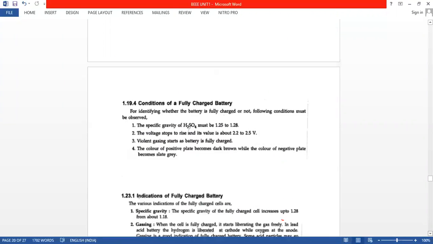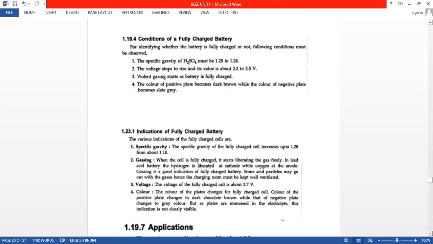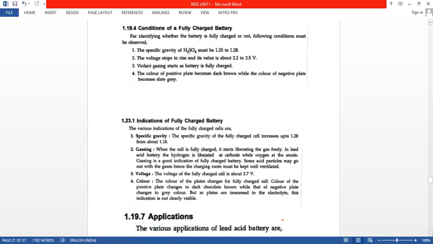Now, this is one of the most important questions here: the indication of a fully charged battery. After the lead acid battery, you can write the same thing: the battery definition followed by what we are using inside the lead. The three names are sufficient with the diagram. First we'll see the indication of a fully charged battery. In our smartphone we can see our battery level, but if any battery is given to you, how are we going to confirm that it is charged or not? As a polytechnic engineer, first, what are the various indications?